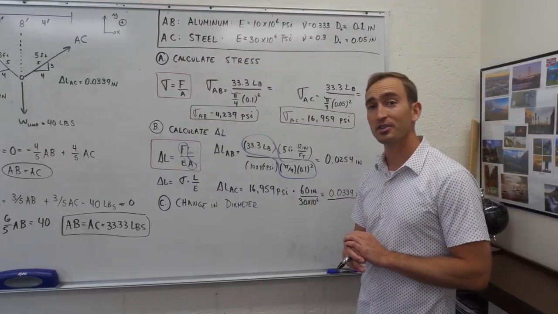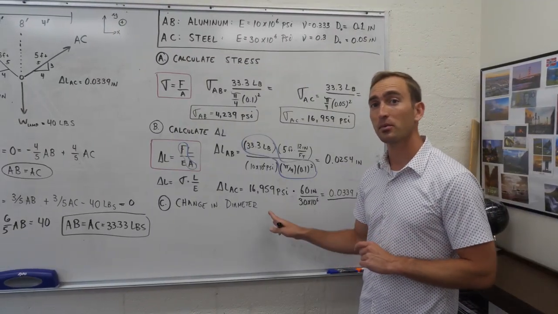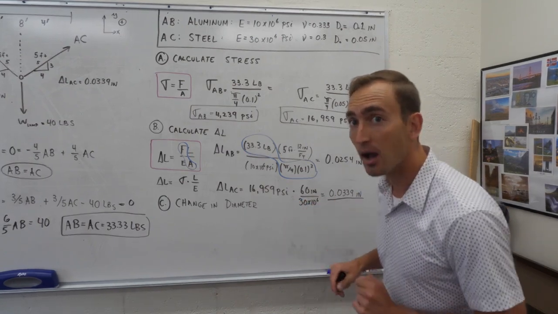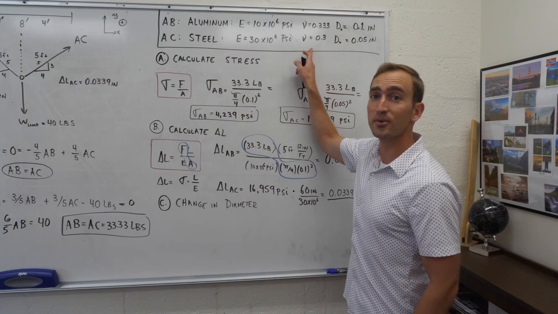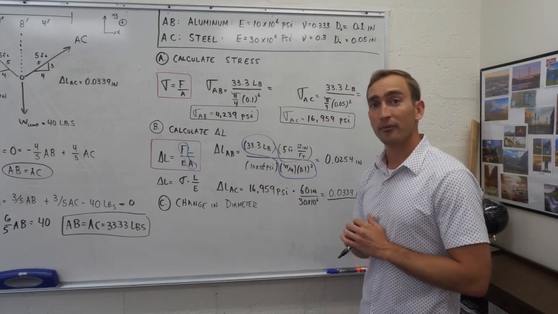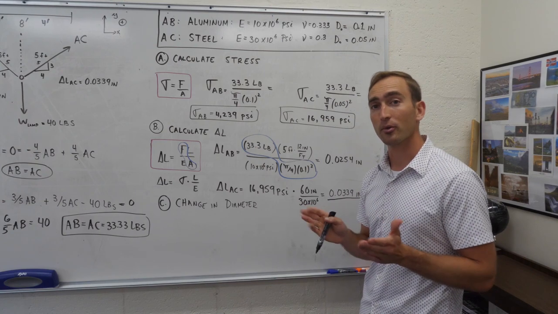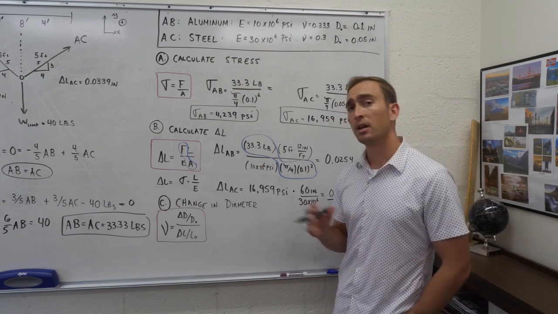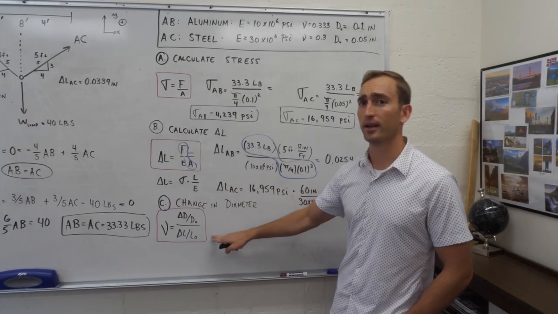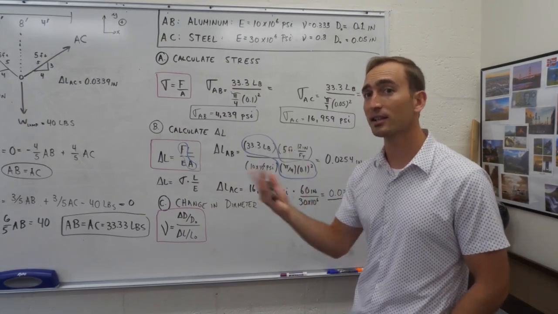Now we're going to compute the change in diameter of both of the cables. And the way that we're going to do that is with a little piece of information we were given at the beginning, which was Poisson's ratio, that little V-looking shape. So let me write down the definition of Poisson's ratio and then we'll solve the rest of the problem. For Poisson's ratio, we know that it's the transverse strain over the axial strain. And we know that Poisson's ratio is technically a negative.